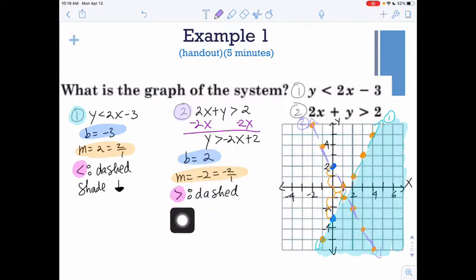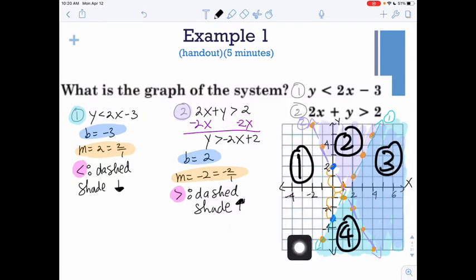For inequality 2, we end up with a greater than symbol, so we will again use a dashed line. And because we have greater than with y on the left by itself, we are going to shade above our boundary line for inequality number 2, which will be this purple region right here. We now have 4 different regions on our graph. We have the clear region over here that didn't have any shading. We have this region up here that was purple for mine. This region down here was just blue, and this region over here was both purple and blue. So when we're trying to identify which region is the region that contains all of our solutions, it will be region 3, which is where our 2 half planes overlap.